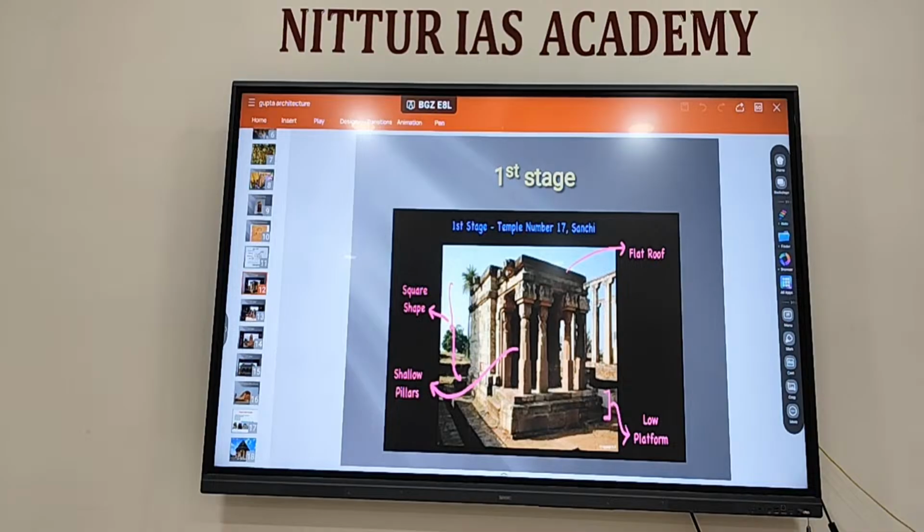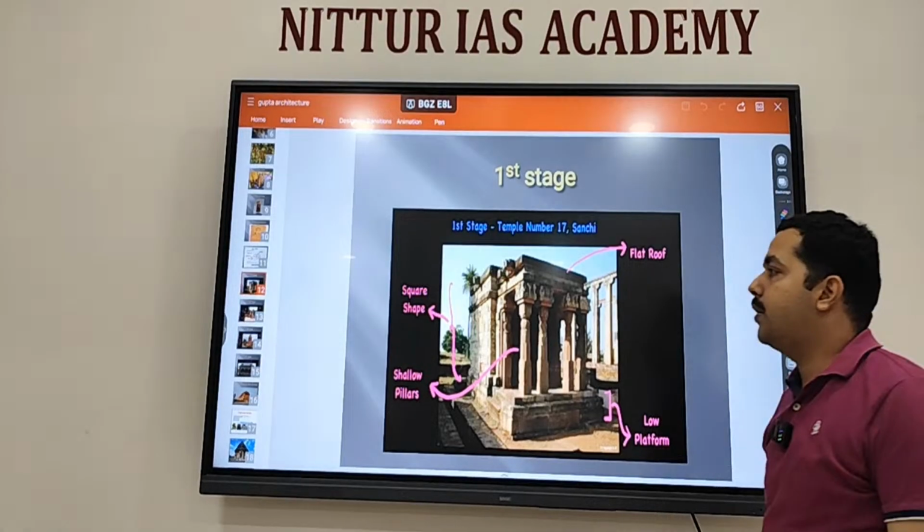You understand now, no? Shikhar is not there, flat roof is there, because from here the Nagara school is emerging. These are earlier temple constructions. Just remember how it has evolved. The question comes: how has the Nagara school evolved? First stage, second stage, third stage, that you have to explain. Flat roof, low platform, square shape, shallow pillars. Fine.